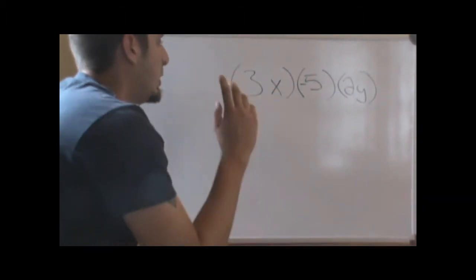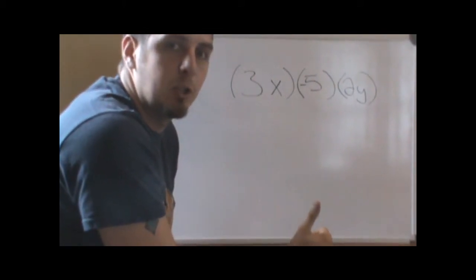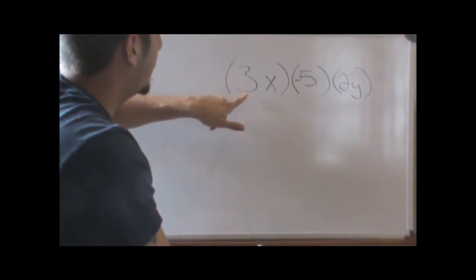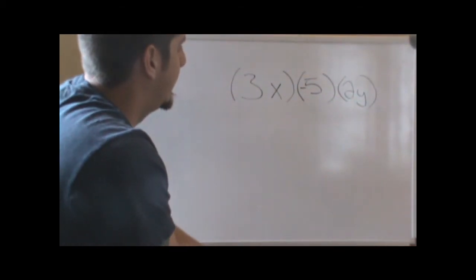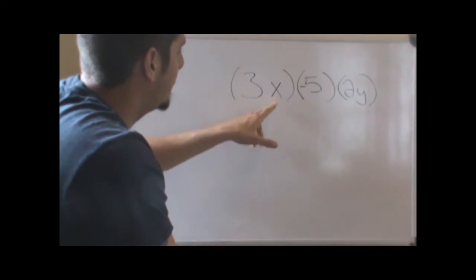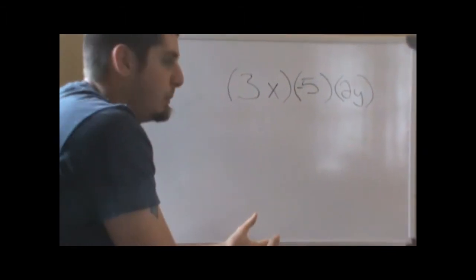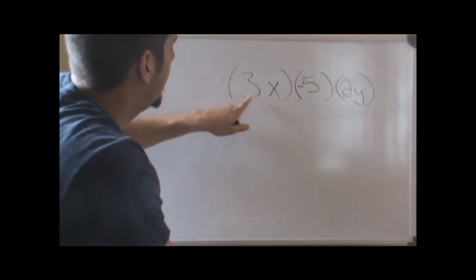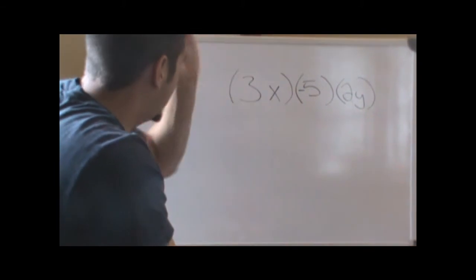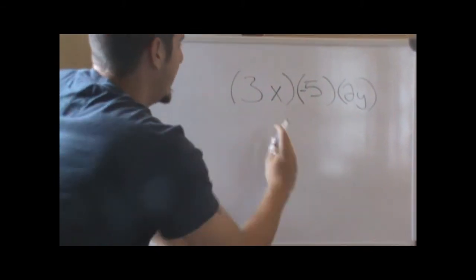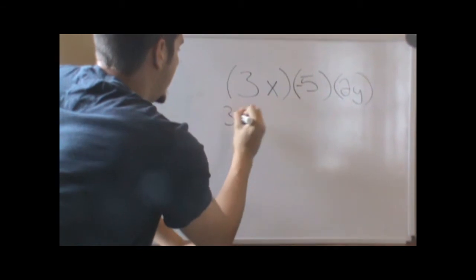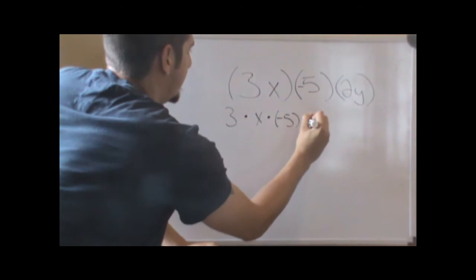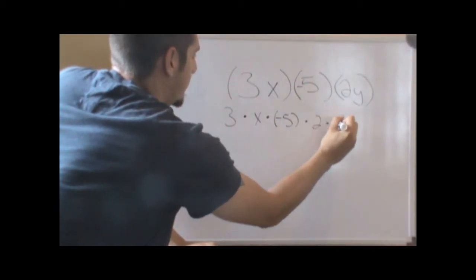Remember that you can only multiply like terms together. So in this case, we can only multiply the numbers together because they're numbers. We can only multiply x's with other x's, and we can only multiply y's with other y's. Otherwise, you just leave it the same. And also remember that when a number is next to a letter, it means multiply. So really, I could say the problem is 3 times x times negative 5 times 2 times y.